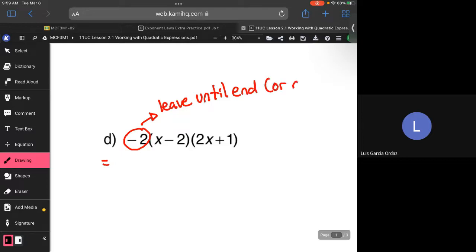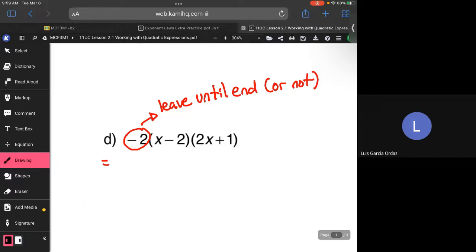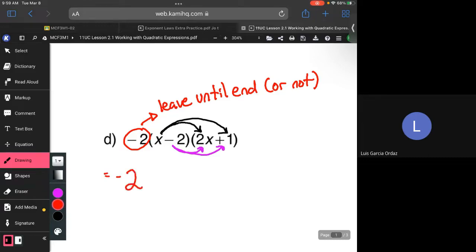Or not. If you choose to do it at the beginning, that's fine. No, because you'll end up getting the same answer regardless. So whatever you guys feel most comfortable with. So we'll do the annoying stuff first. So we'll do the foiling. So we'll leave our negative 2 as is. We're not going to touch it yet.